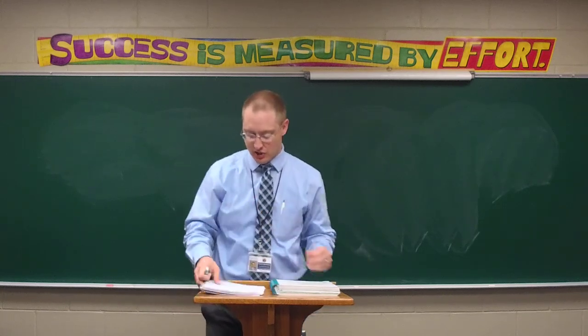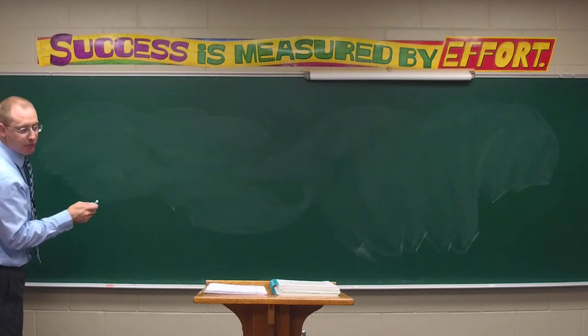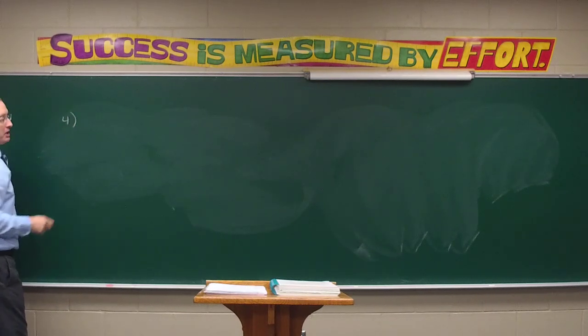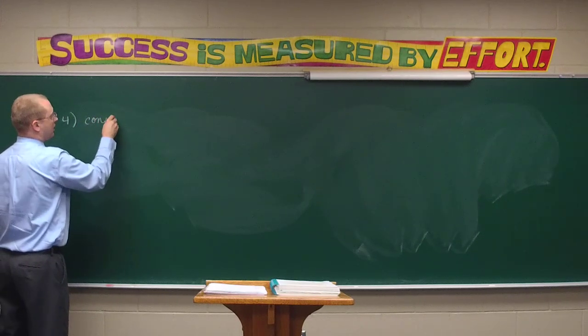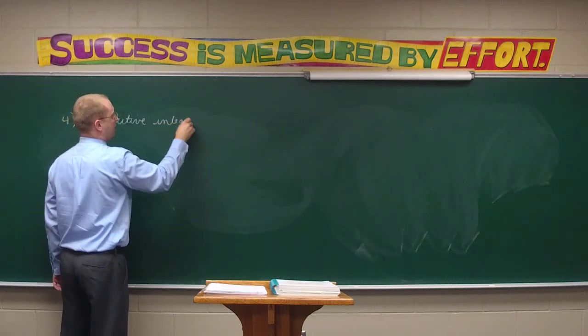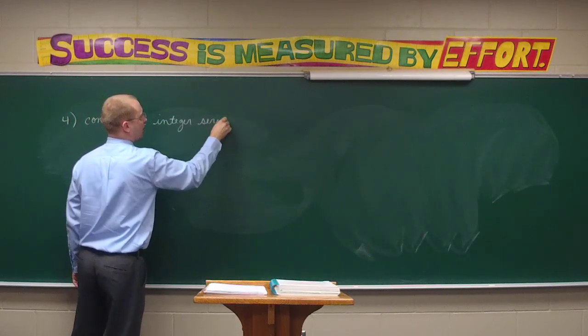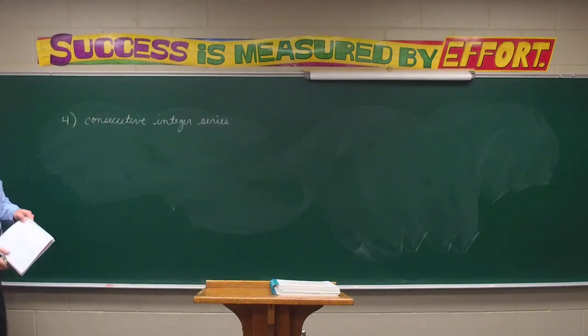All right. The next series that we're going to memorize is called a consecutive integer series. This is formula number 4. Formula number 4, so find your formula sheet. Consecutive integer series. I'm going to give you the formula to write down, and I'm going to show you why it works, how it works, and then practically the easy way to use it.